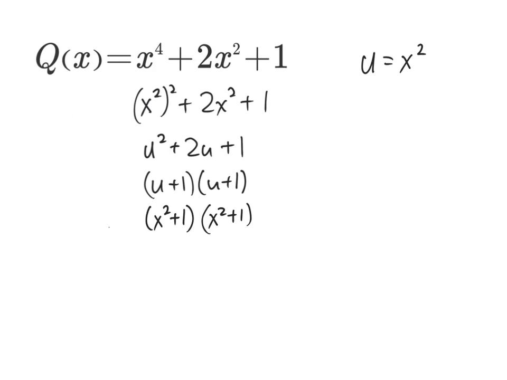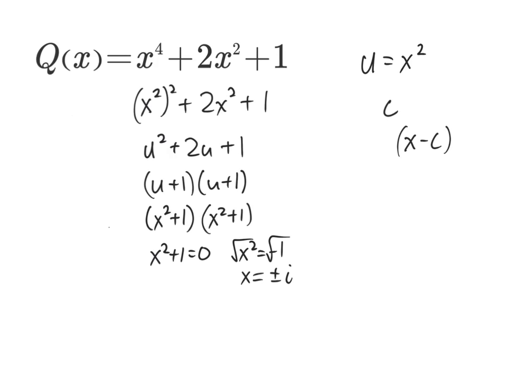Now, we're going to use the factor theorem to do the rest of this. The factor theorem says that if c is a 0 of my polynomial p, then x minus c will be a factor. So I need to find the zeros of these two factors right here. In order to find the zeros, I'm just going to set one of them equal to 0. Subtract 1 from both sides, you get x squared equals negative 1. Square root both sides, and you end up getting x equals plus or minus i. So this means that i is a 0 and negative i is a 0.